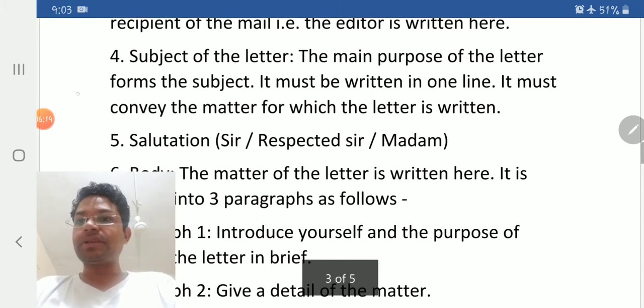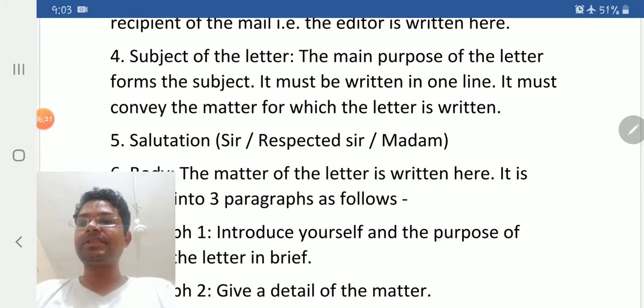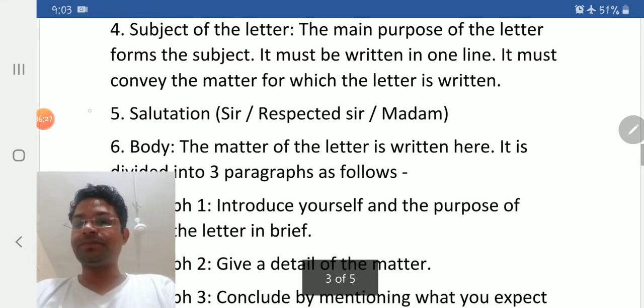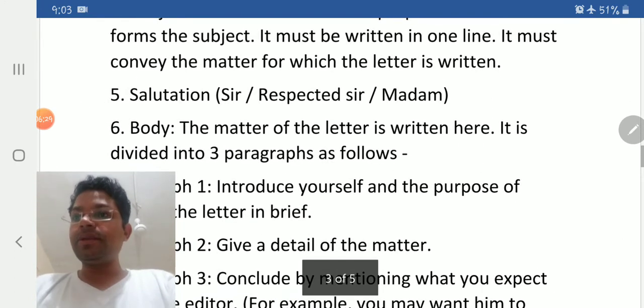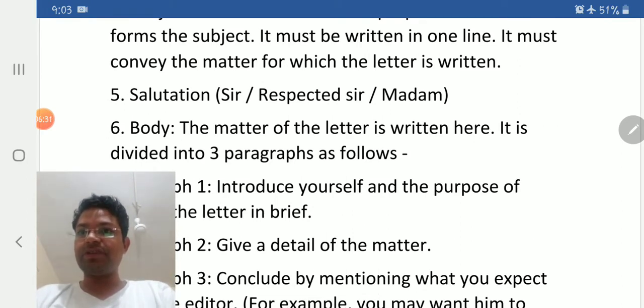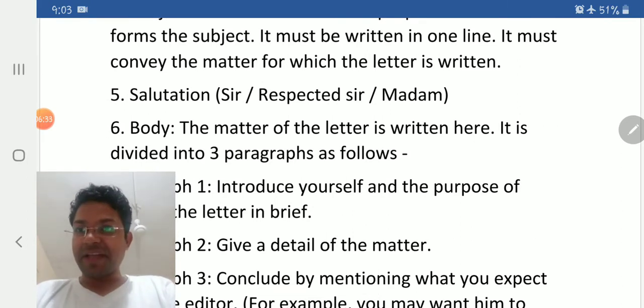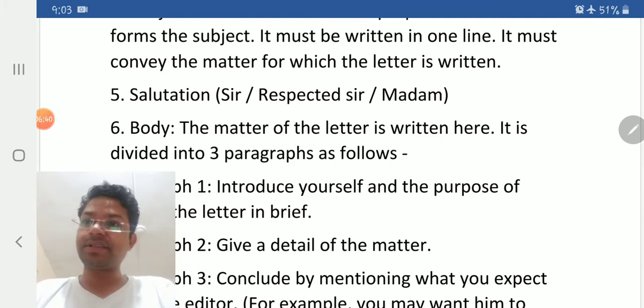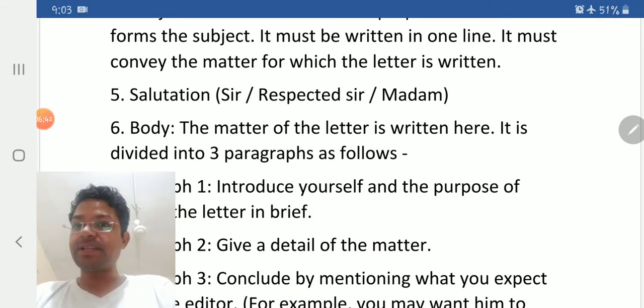Okay, it must convey the matter for which the letter is written. The whole subject of your letter should be written in one line. Then number 5, that is salutation. There you will write "Respected Sir or Madam." I advise you to write only this one. Don't write "Dear Ma'am, Dear Sir." Just write "Respected Sir/Madam," then a comma.